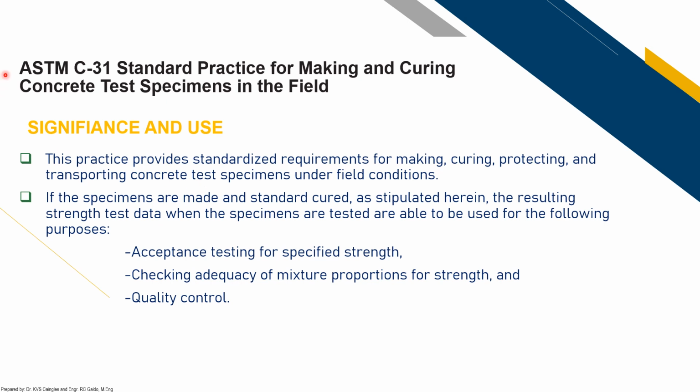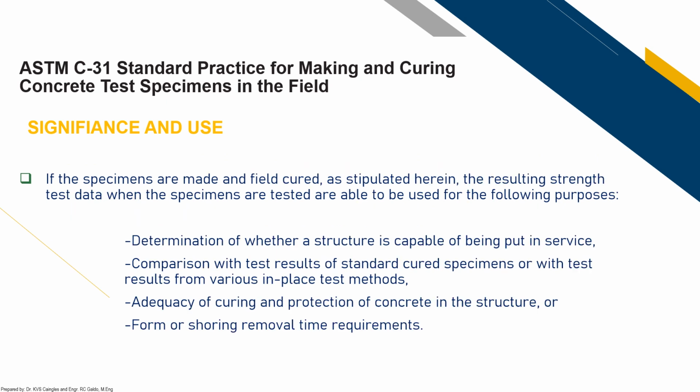Okay, so if the specimens are made and standard cured as stipulated herein, the resulting strength test data when specimens are tested can be used for the following purposes. It will be the basis of acceptance of testing for specified strength, and at the same time it can be used for checking adequacy of mixture proportions for strength, and of course, on top of it, quality control of the concrete we use at the site or in the field.